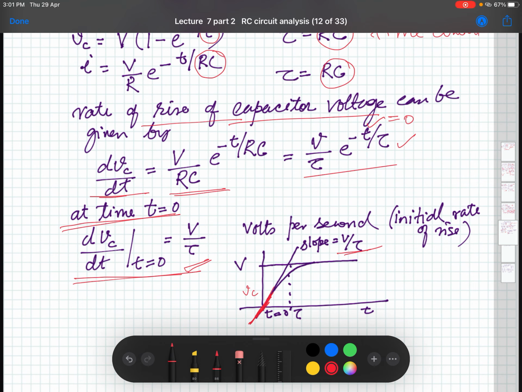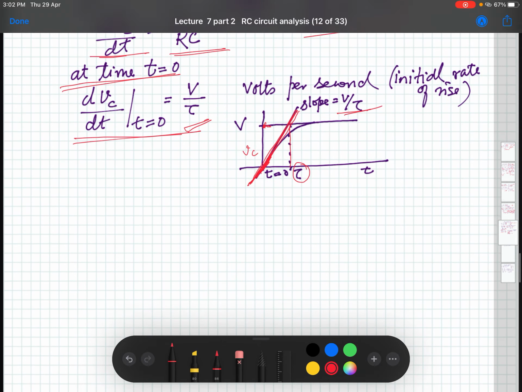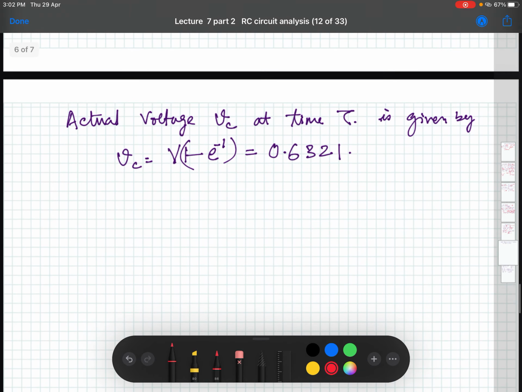And if the voltage continues to increase at that same rate, then it will reach the final point V in 1 tau, that is, 1 time constant. So that is the amount of time, and that is how the time constant is defined. It is defined at the initial rate, and the initial rate decides how fast it is going to be.